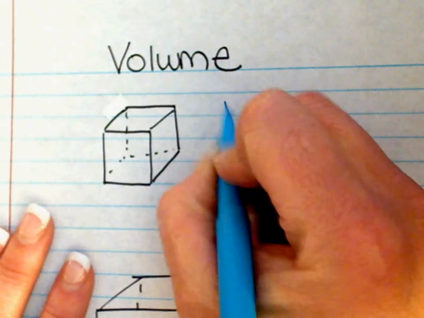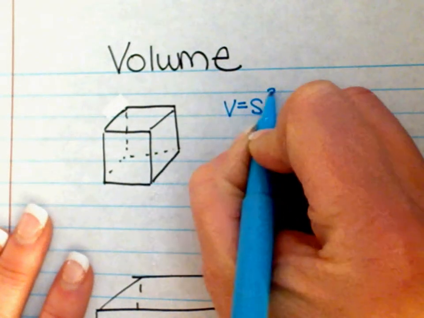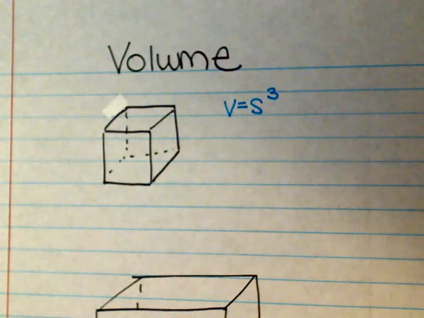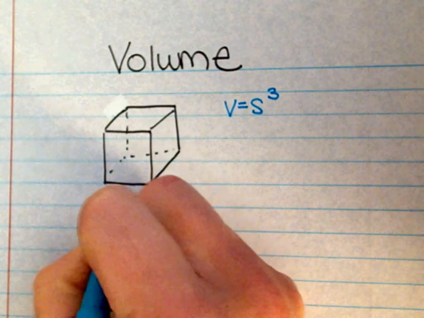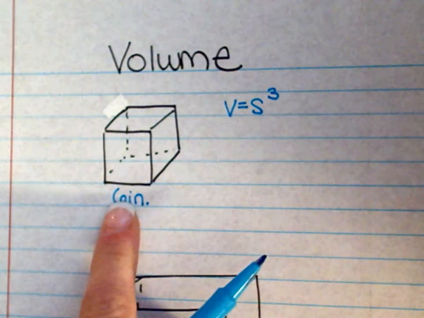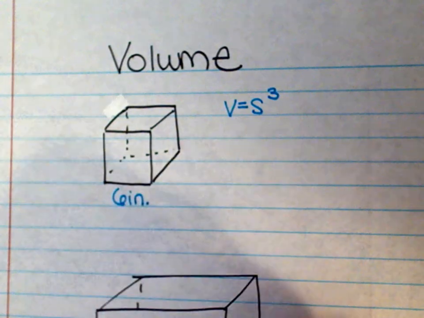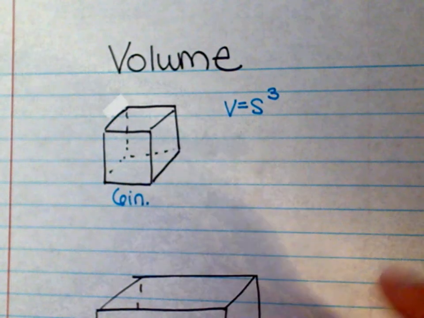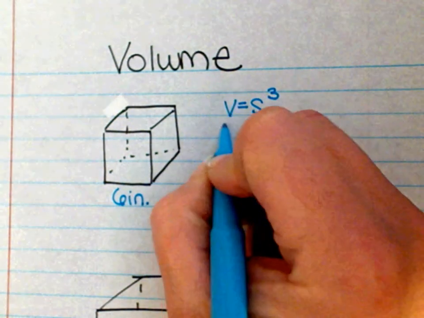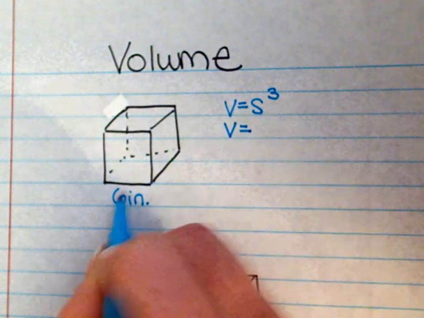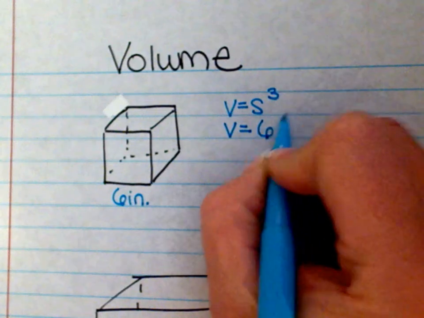So our formula, volume equals sides cubed. So let's say our sides were each 6 inches. Well, I know that if one side is 6 inches, that all of my sides are 6 inches. So again, I'm just going to use my formula to help show me what to do. I do not have volume yet. S means sides. I know the sides are 6 inches.